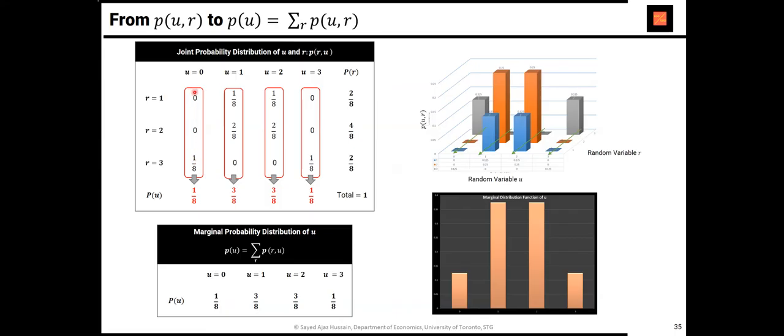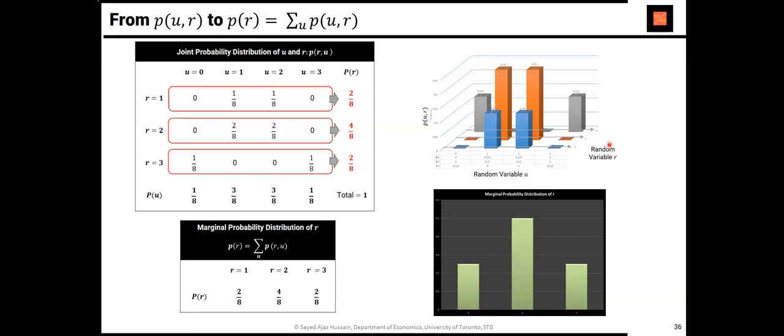So this is literally the joint probabilities of r and u summed across all possible values of r. Summing this way comes to 1 over 8. The chance of observing u equal to 0 is 1 over 8. The chance of observing u equal to 1 is the sum of these probabilities, 3 over 8. The probability of observing u equal to 2 is 3 over 8. And of course, the probability of observing u equal to 3, summing across all possible values of r, is 1 over 8.